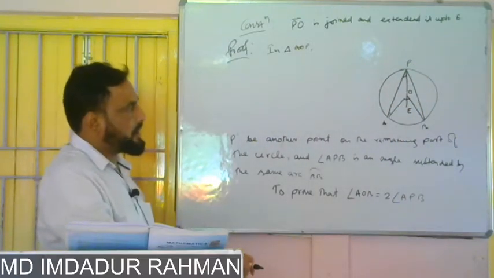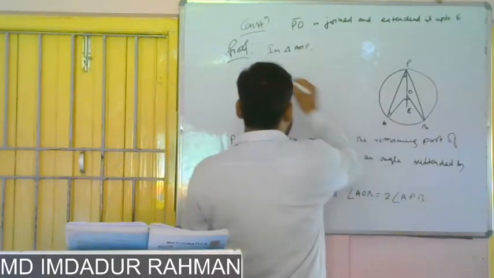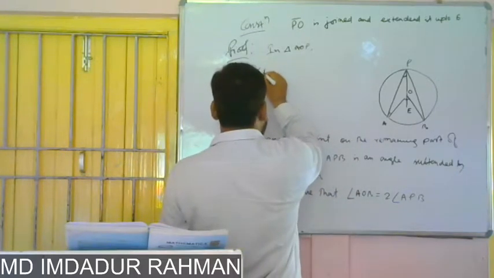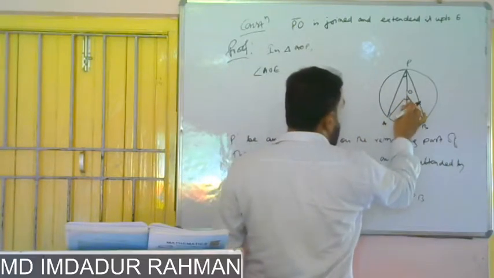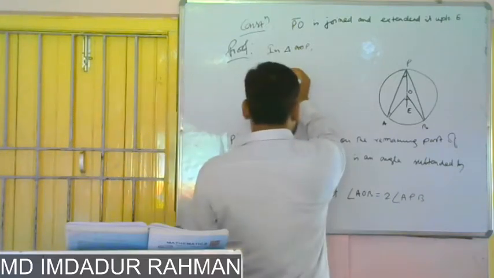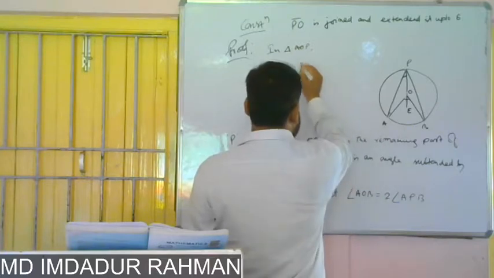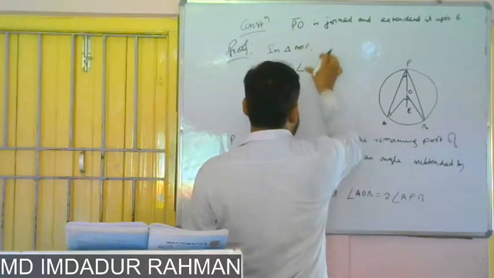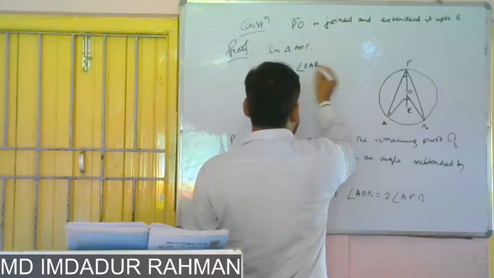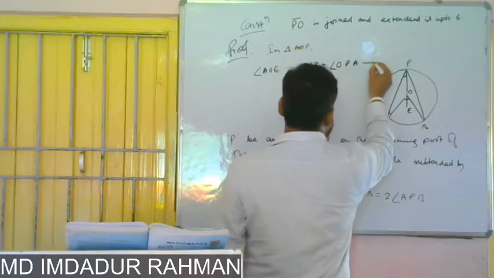Just try to understand. Look at the diagram. In triangle AOP, angle AOE, this is the exterior angle, is equal to the sum of two remote interior angles, that is angle OAP plus angle OPA.